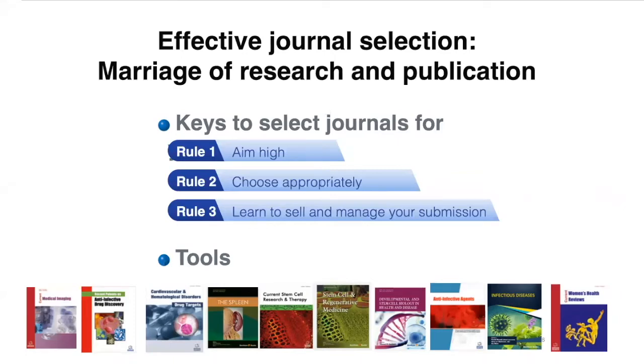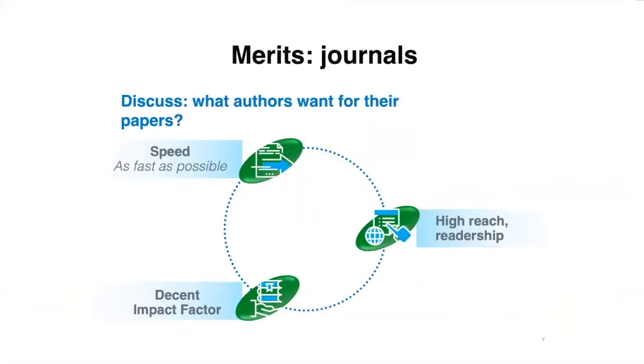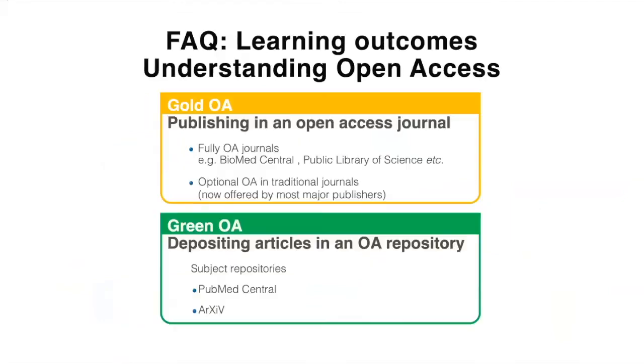We're here, Research Square Company, Bentham Science Publishers, to help you learn how you can manage those submissions when it comes time to put them into those international journals. Speed, high reach and readership, and a decent impact factor are really what authors want for their papers when they come to the stage of selecting a journal for their articles.